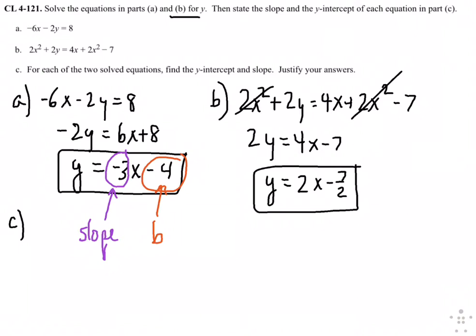Okay, and then for the next one, the y-intercept is right here, right? That's the b, negative 7 halves, and the slope is here, right? Slope is 2, right? So the slope is 2 for that one, and the y-intercept is negative 7 halves.